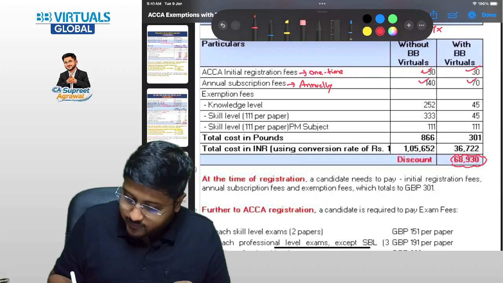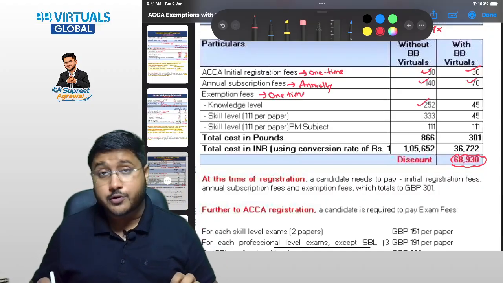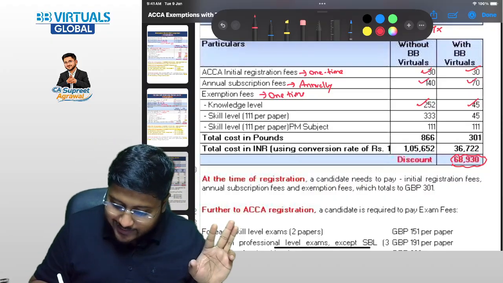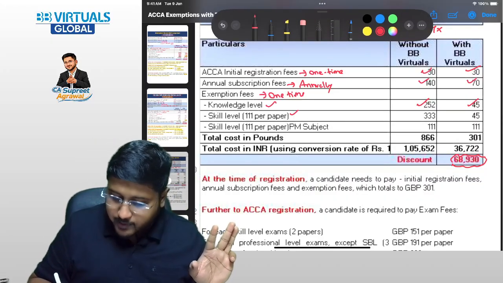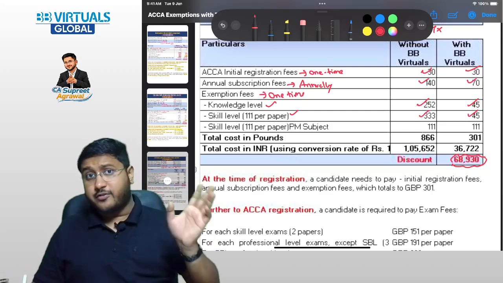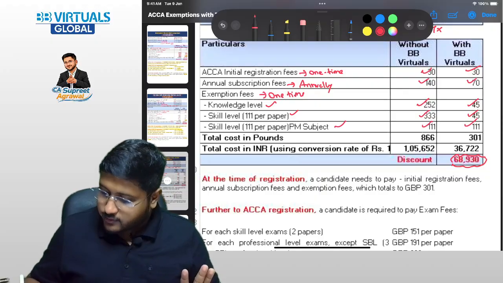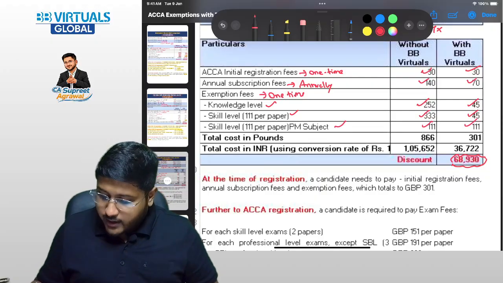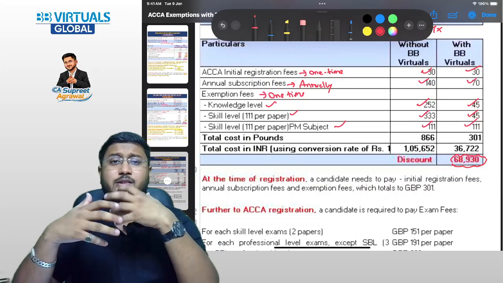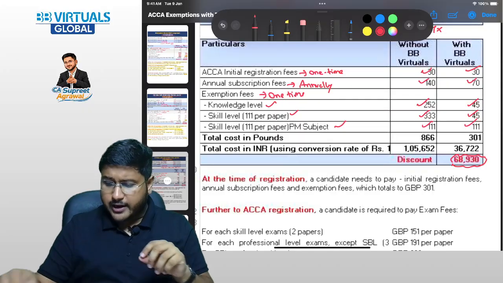Then exemption fees, again one time. For knowledge level, it is 252 for all three papers combined, but with us it's only 45 pounds. For the skill level papers, that's generally 111 per paper, but it comes to 45 pounds with us. Then for the skill level PM subject, it is the full 111. Here we might have to check for audit as well. On a case to case basis, there might be a difference in audit fees also. For audit also, like the earlier case, 111 could be incurred.